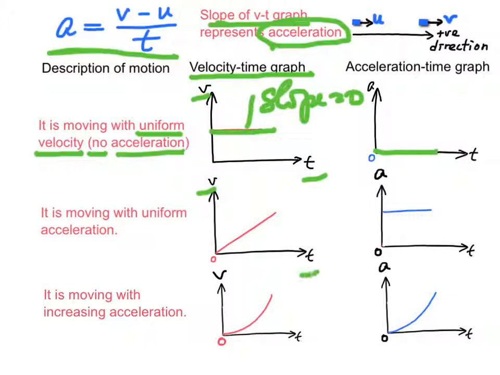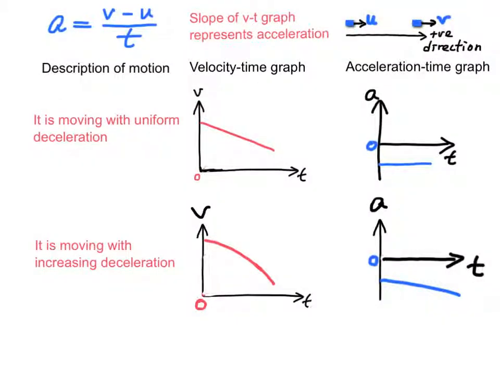If the VT graph is a straight line with positive slope, we say the body is moving with a uniform acceleration. If the VT graph takes the shape of an increasing slope, we say the body is moving with an increasing acceleration. Again, the slope of the VT graph represents acceleration because a equal to v minus u over t.